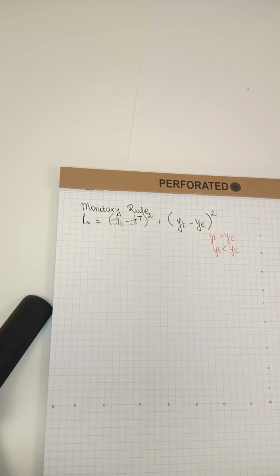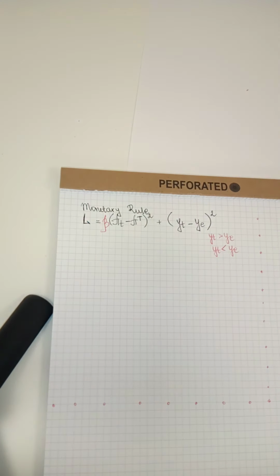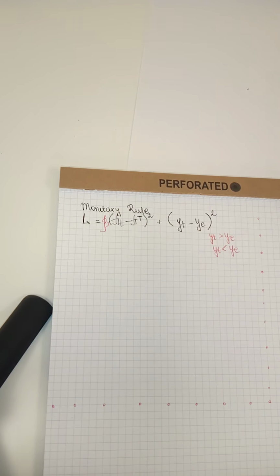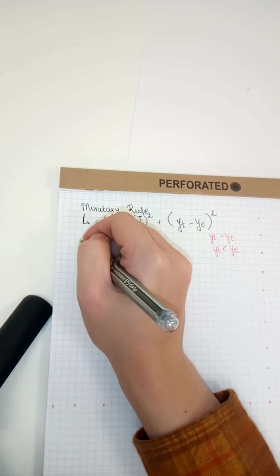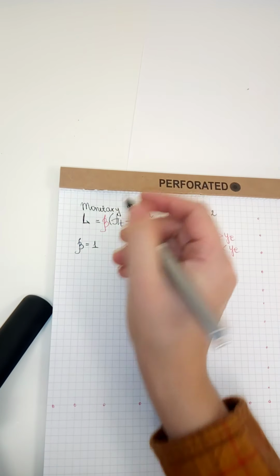So finally, we introduce variable beta. And again, informally, you can say that beta reflects the relative importance of those two objectives for the central bank. So to explain this, let us introduce three examples. So first, assume that beta is equal to 1.